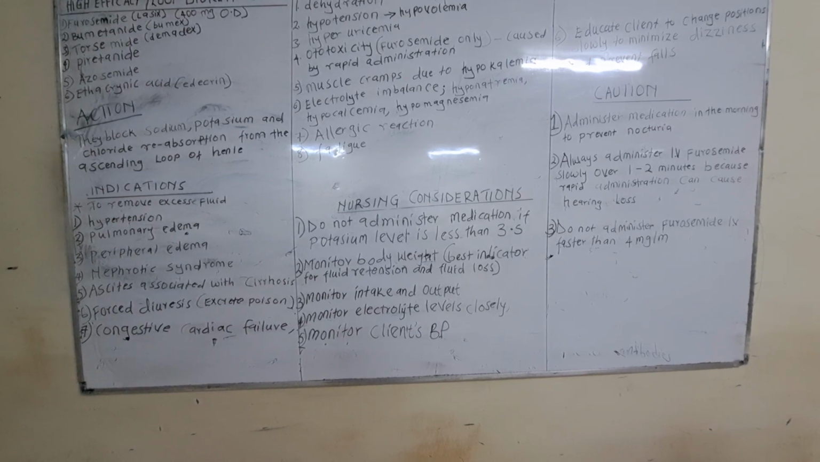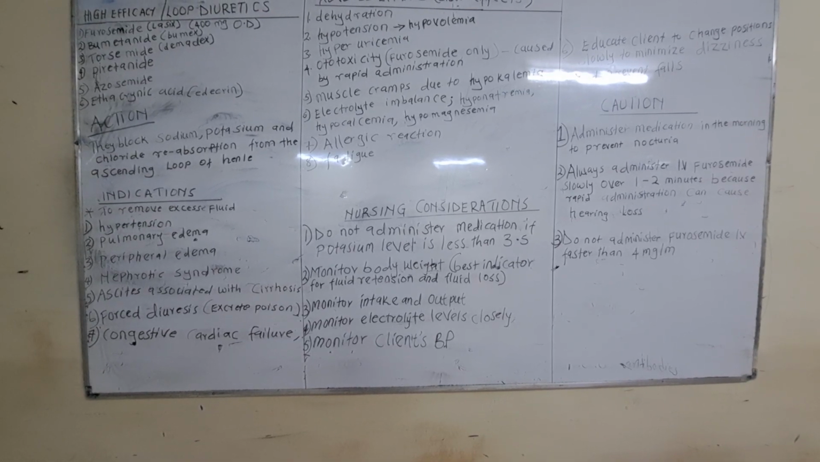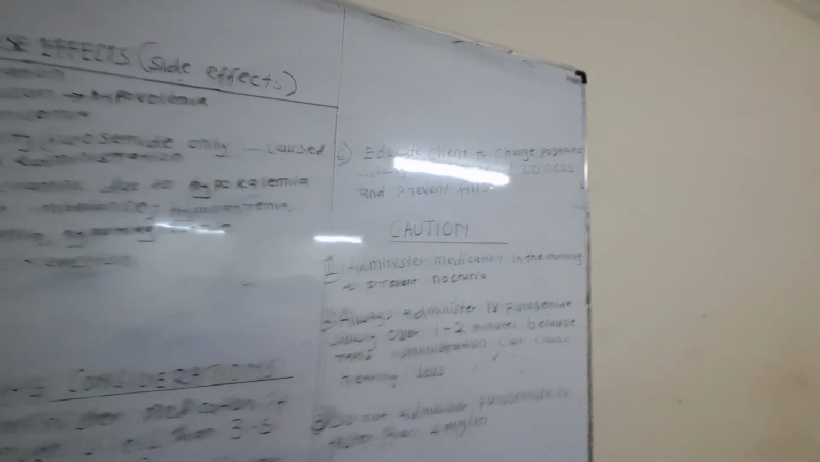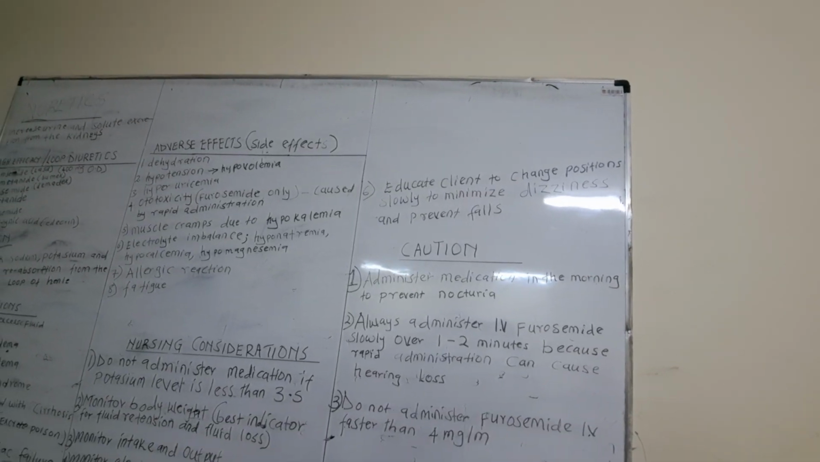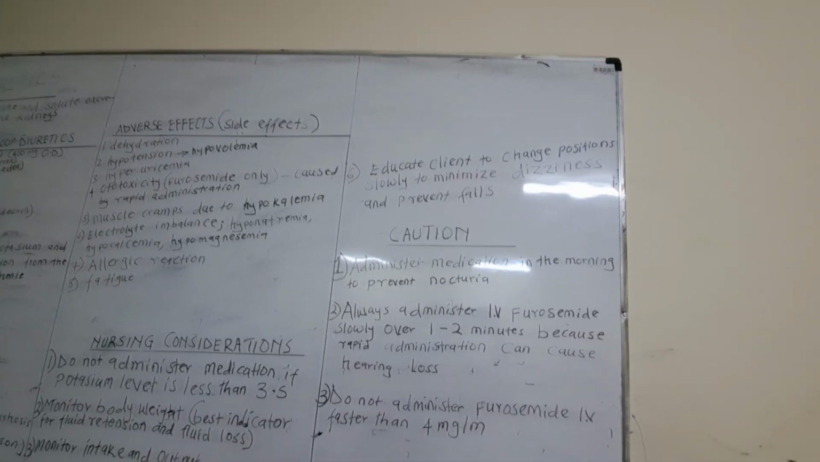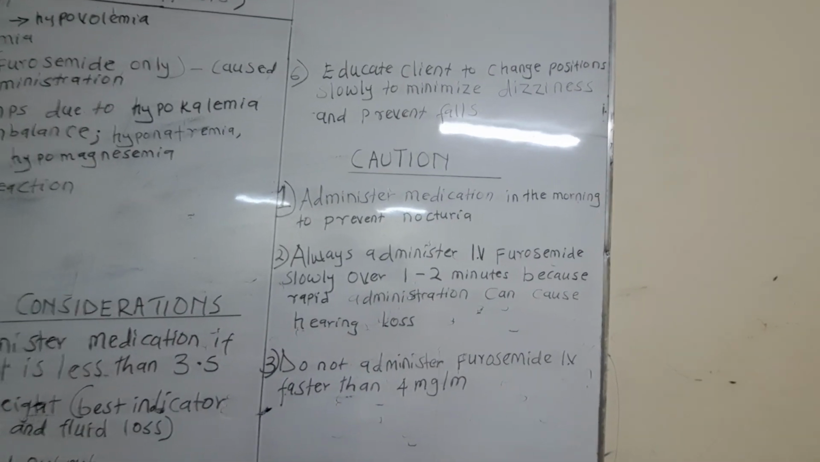And then you monitor the blood pressure of the client, since loop diuretics can cause low blood pressure, hypotension. And then educate the client to change positions slowly to minimize dizziness and prevent falls. There is a caution there when you are administering the loop diuretics.